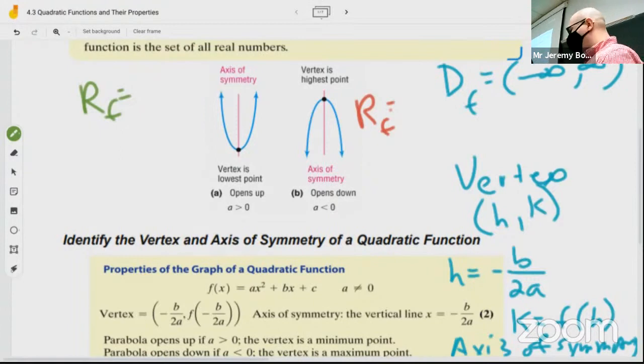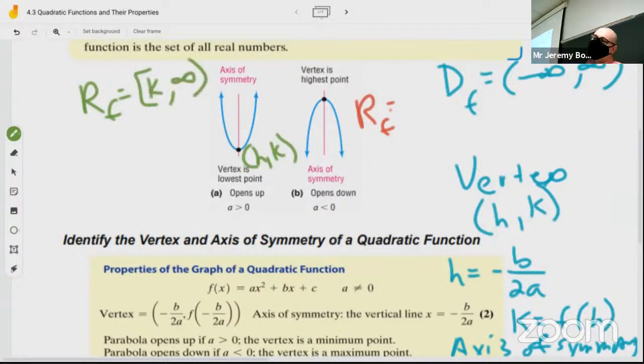We talked about domain already, negative 30 to positive 30, but the range can happen in two different ways. If we look at that first one, the one that opens up, what do you think the range is going to be there? Anybody know? The lowest point. Okay. The lowest point is. And what's that lowest point? It's h comma k, right? And so the y value there is what? K. And so the range is going to be from k to infinity. And we're going to include the k because it's the actual value on the point.